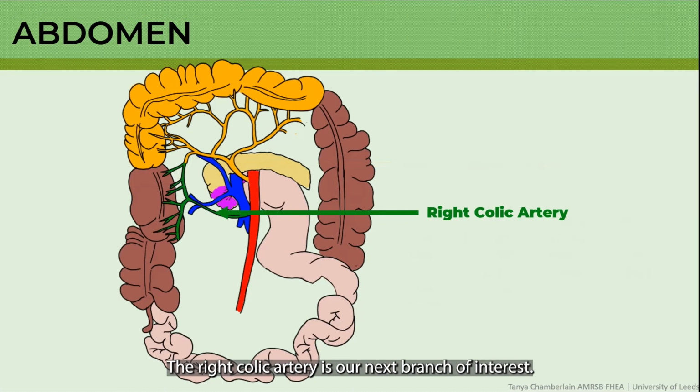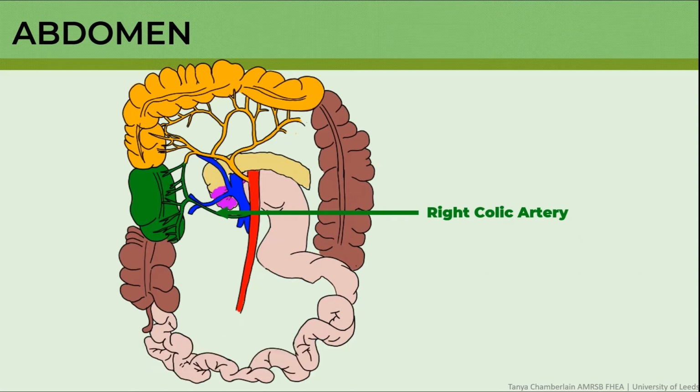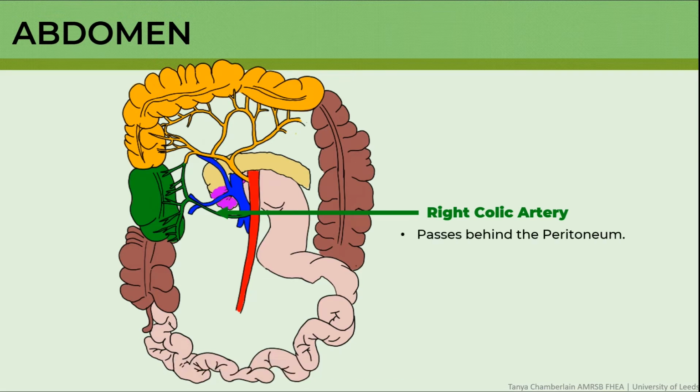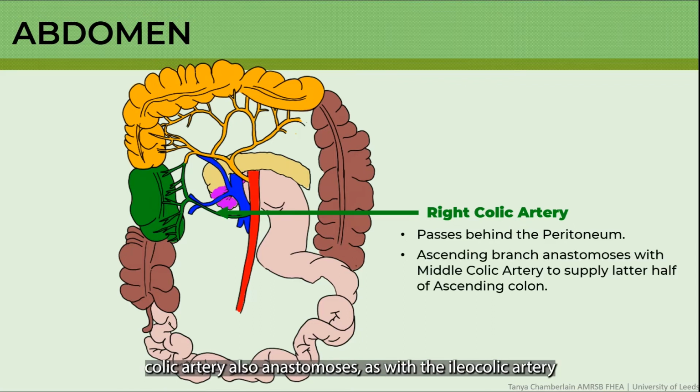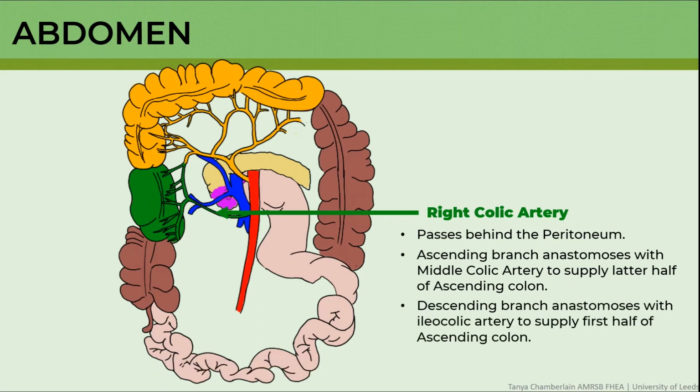The right colic artery is our next branch of interest. This branch travels retroperitoneal to the ascending colon, and as already discussed, this branch anastomoses with the middle colic artery to supply the latter portion of the ascending colon. But, as with nearly all abdominal vessels, the right colic artery also anastomoses with the ileocolic artery to supply the first portion of the ascending colon.